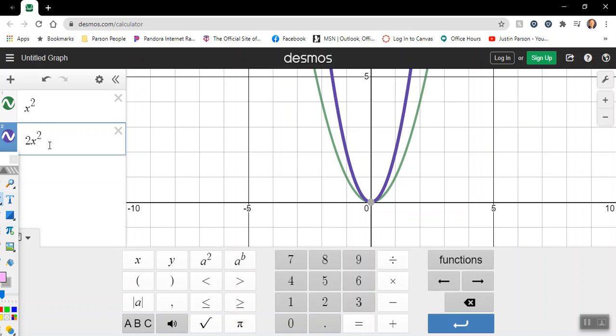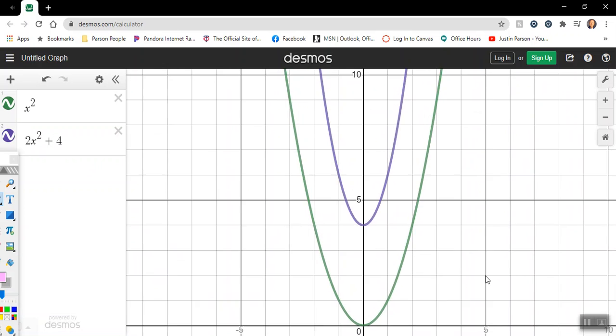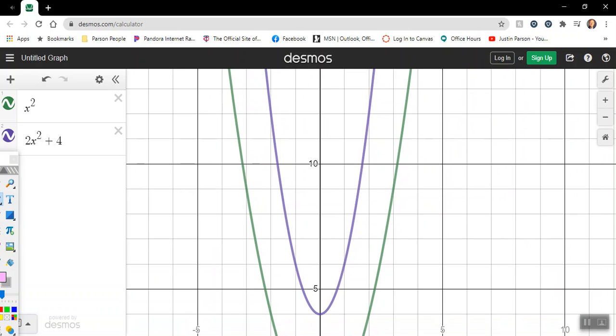What's the plus 4 now going to do? Now it's going to take what that 2x squared is, that vertical stretch, and then shift it up how many units? There it is. Okay. So a couple things that happen here, guys, is this. There's a vertical stretch that goes on. Okay, so we see a vertical stretch.